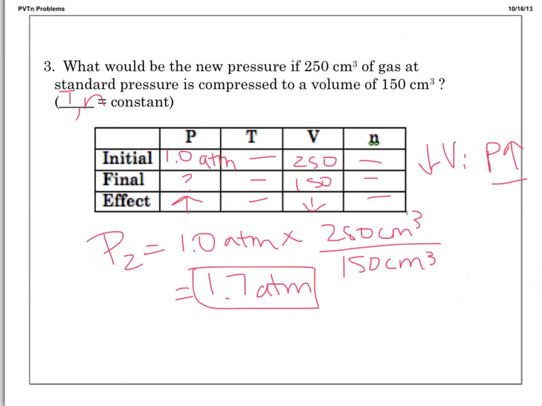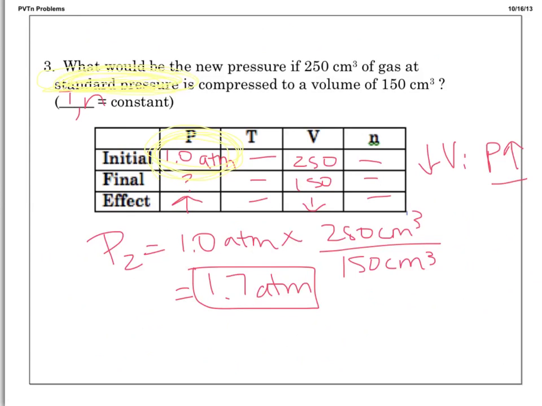For instance, did you notice up here that it says it's going to start at standard pressure? Standard pressure, of course, as we learned, is 1 atmosphere, or 760 mmHg, 760 torr, 101.3 kilopascals, etc. I chose atmospheres, but when you choose atmospheres, make sure that you make it 1.0 and not just 1.